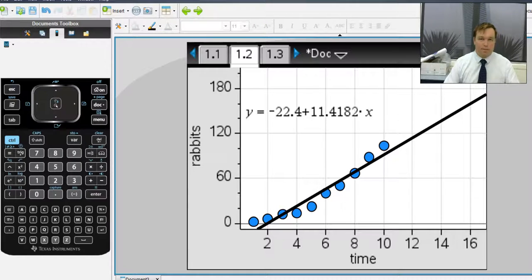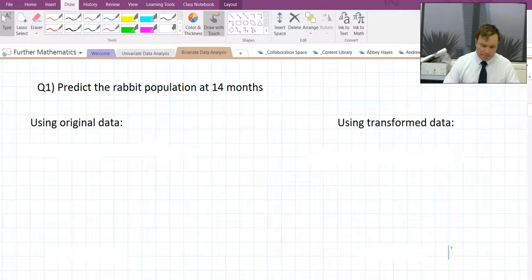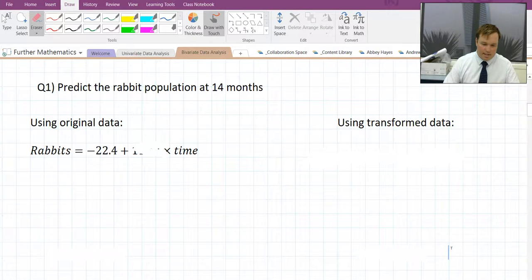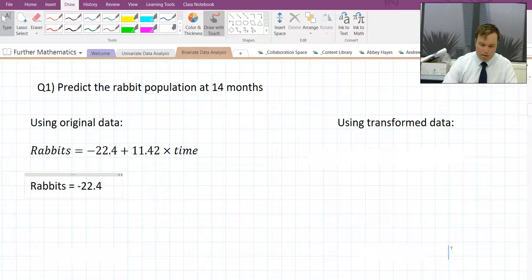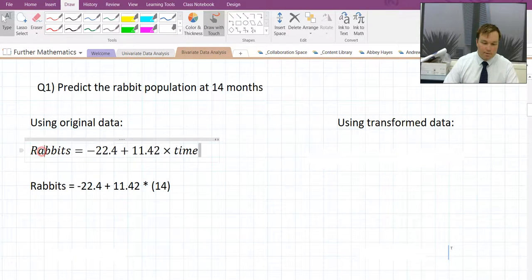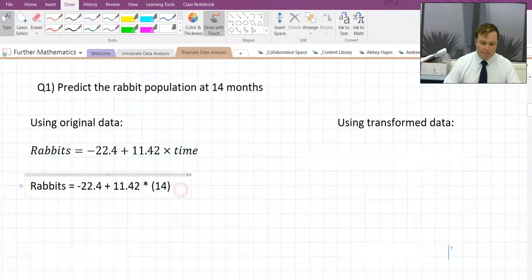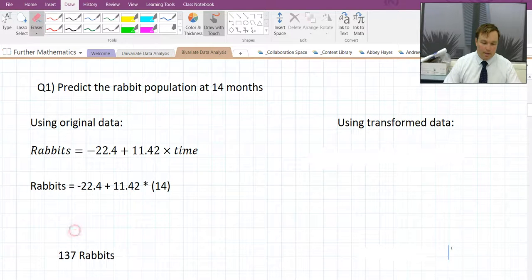Alright, let's do some maths to verify that. So our equation is that. And to make the substitution, we will go rabbits is equal to negative 22.4 plus 11.42 multiplied by, instead of time, we're going to substitute in 14 months. Note how in the equation above I've written it in terms of words, not x and y. That's what we expect in further: in terms of words, the variables, then the substitution, and then after the substitution has been made, we can see that there will be 137 rabbits.